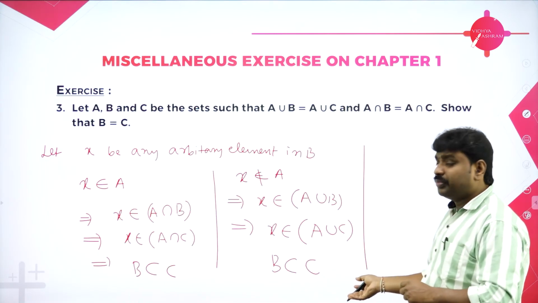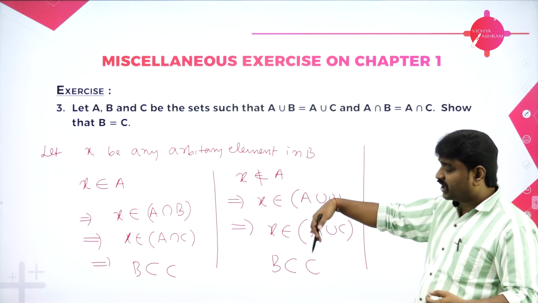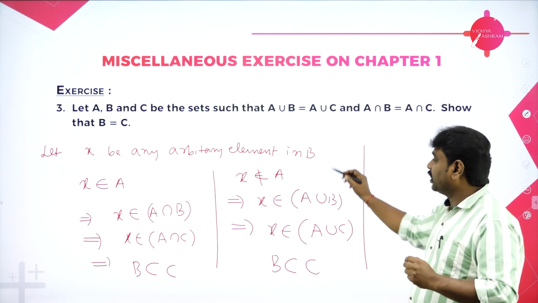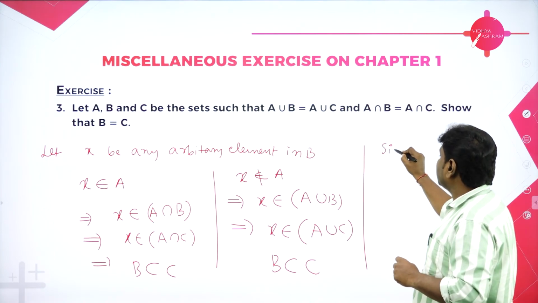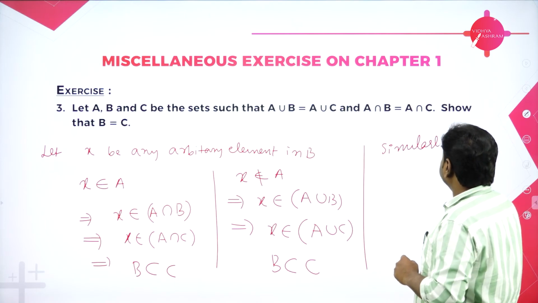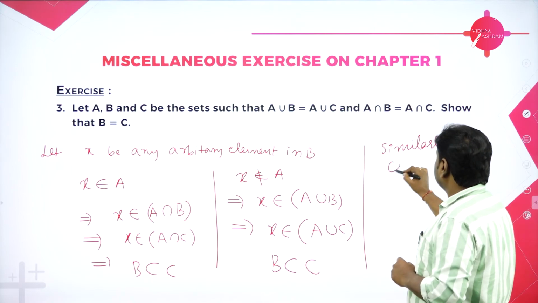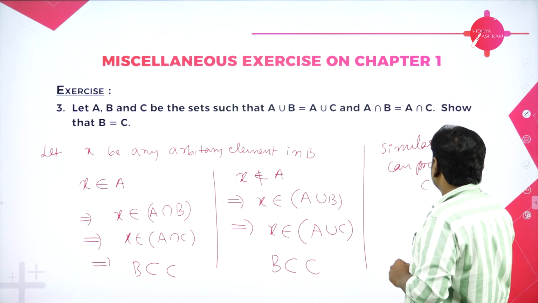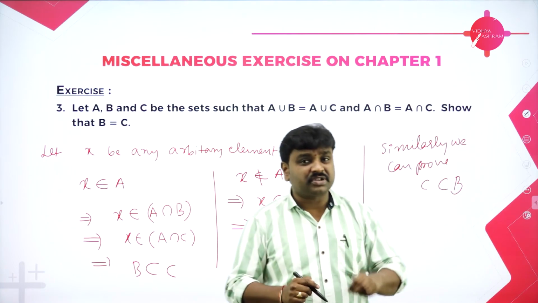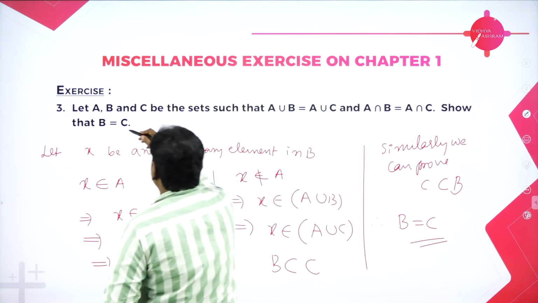So A is subset of B, B is subset of C I proved. Similarly, you can prove C is subset of B by taking the same way, but don't waste your time. I took B here. Instead of that, you can take C and prove it. Similarly, we can prove the other way around, C is subset of B. If B is subset of C and C is subset of B, it means both are equal sets. B is equal to C. They want you to prove, we proved it.